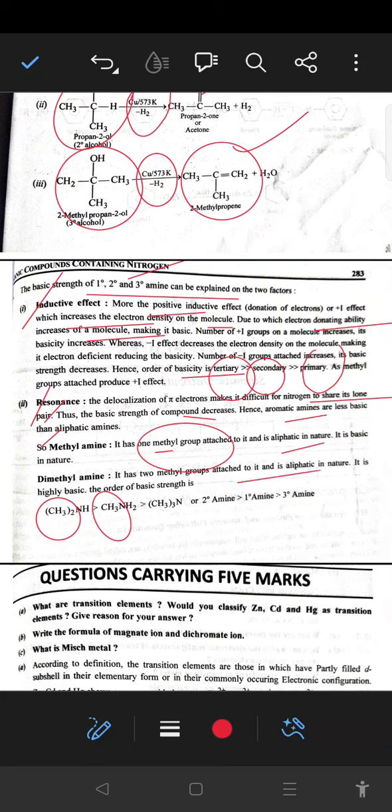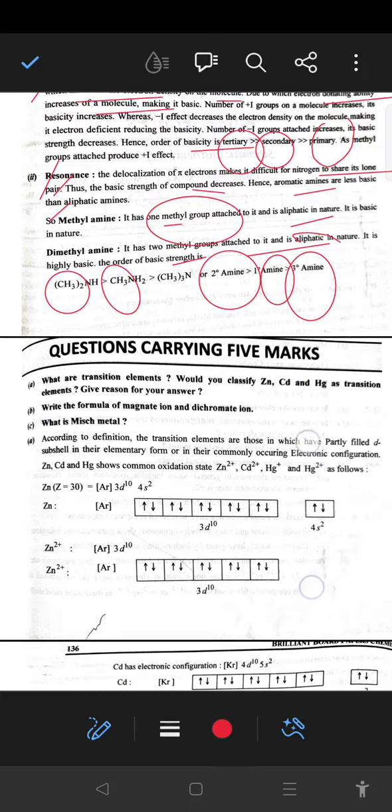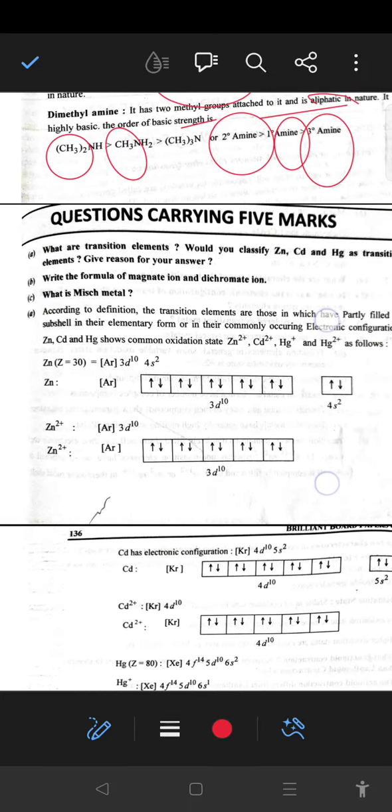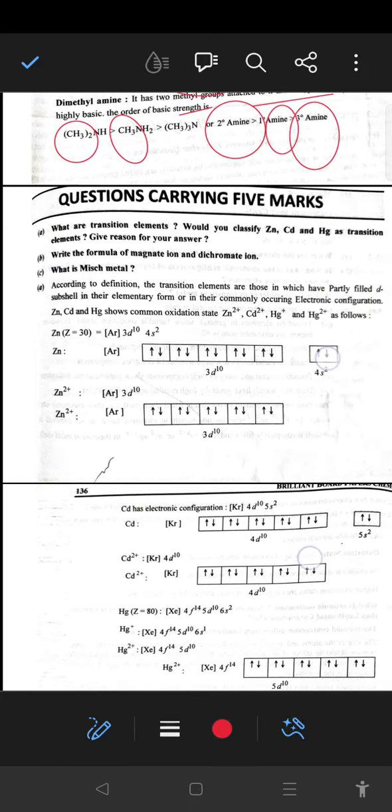Dimethylamine attached to it, and it is also aliphatic in nature. It has highly basic strength. By using the practical value, we will get the secondary amine will become more basic than primary, then tertiary amine. So this is the both factors and the concluded result. Okay. Next, that is 5 marks carrying question.